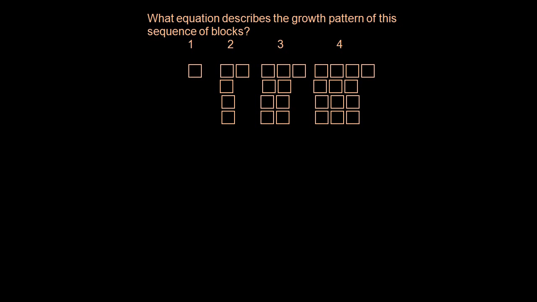Our question asks us, what equation describes the growth pattern of this sequence of blocks? So we want to figure out, if I know that x is equal to 10, how many blocks am I going to have? So let's just look at this pattern here. Our first term in our sequence, or our first pattern of blocks right here, we just have one block right there.